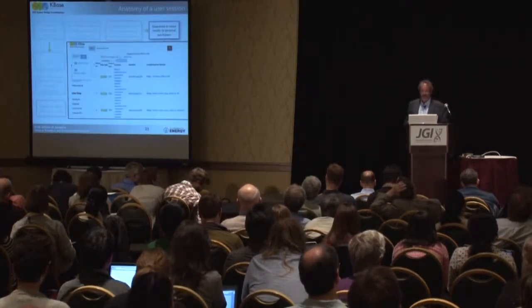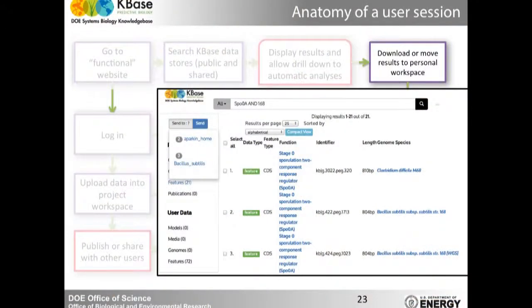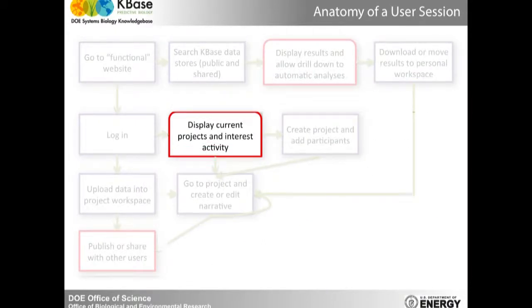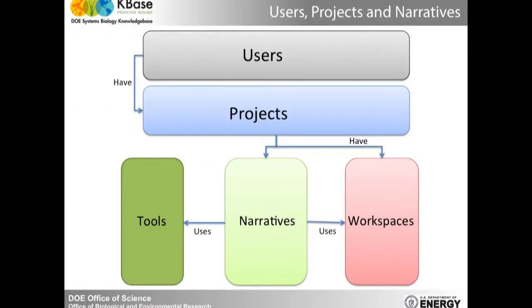OK. So now, once you have your search results, you can select them, and you can then load them into your personal workspace. Your personal workspace is really a project that you're working on. So you may have multiple workspaces, and each one is for a different project. So users have projects or workspaces. Projects contain a workspace, and it contains narratives and data.